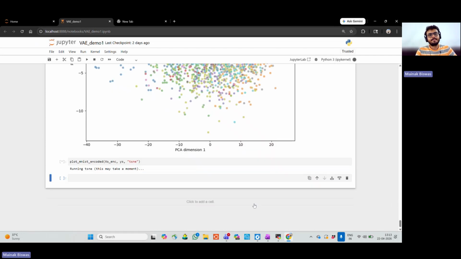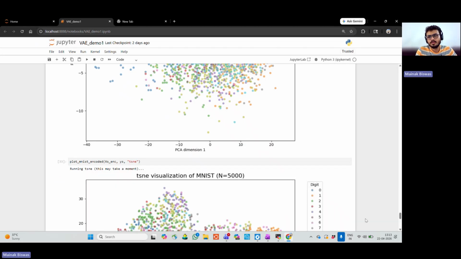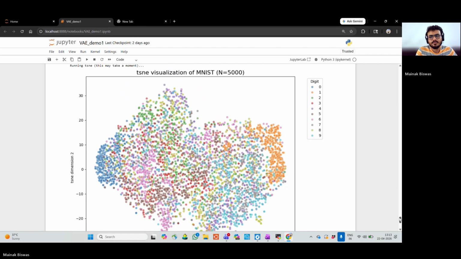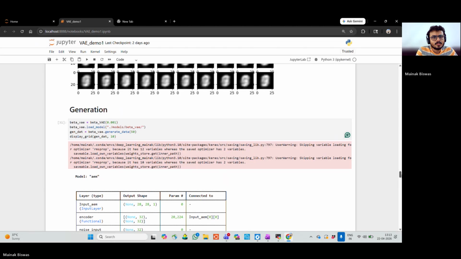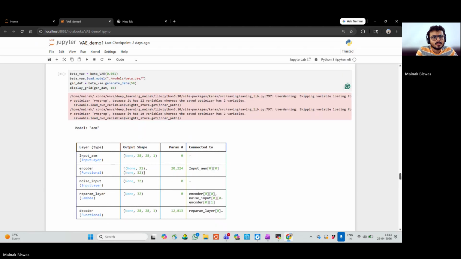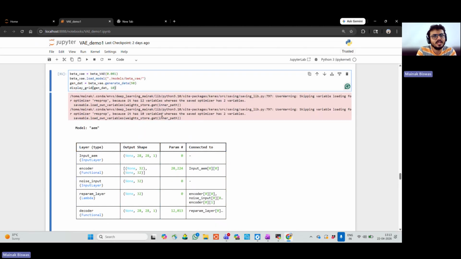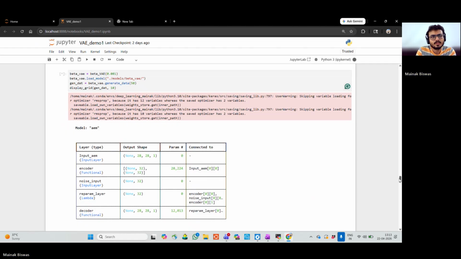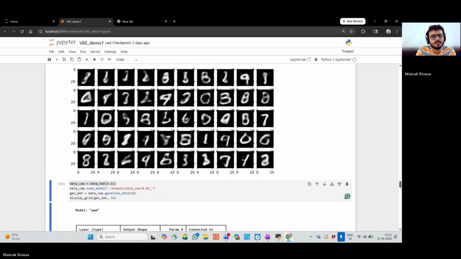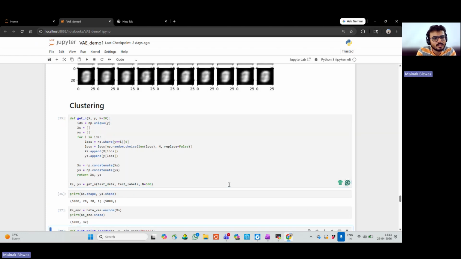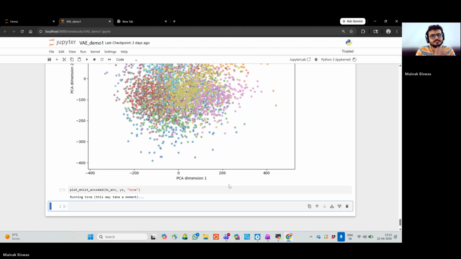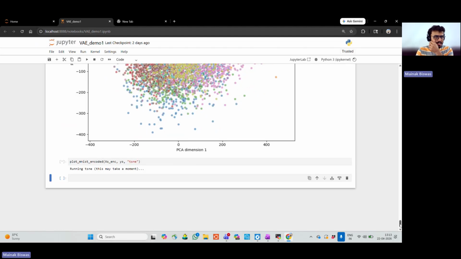For the good VAE, the t-SNE is running. And it gives you. Why is it not loading? Just give me a moment to check. This is beta-VAE, beta-VAE.load. Beta-VAE.encode. Yeah, I think this will work now. This is the problem with Jupyter.